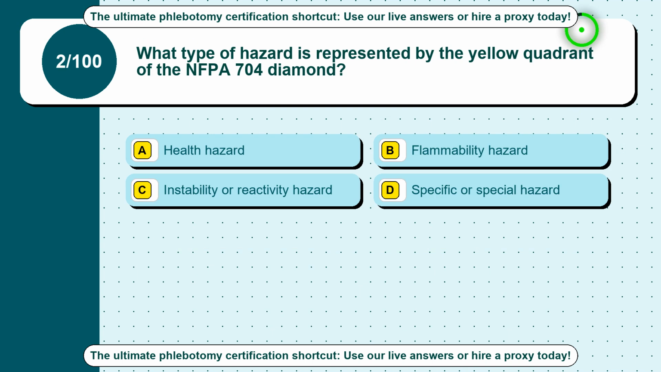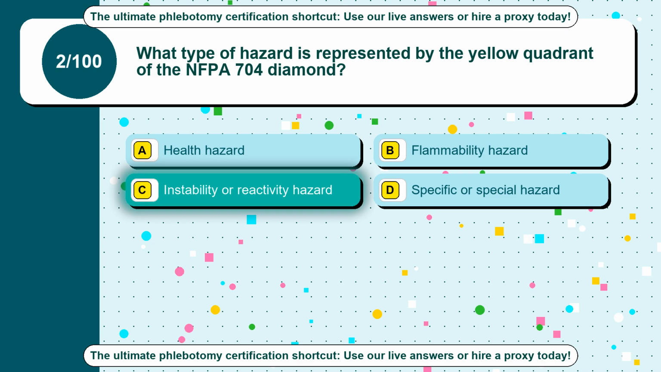Question 2. What type of hazard is represented by the yellow quadrant of the NFPA 704 diamond? Option A. Health hazard. Option B. Flammability hazard. Option C. Instability or reactivity hazard. Option D. Specific or special hazard. The correct answer is option C.